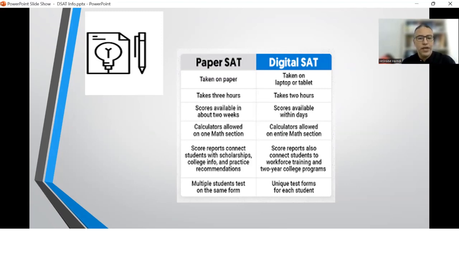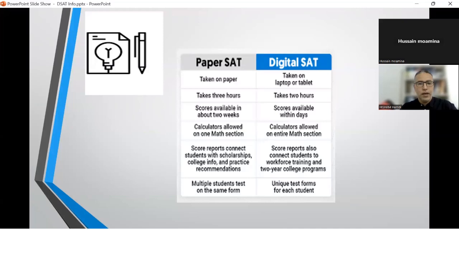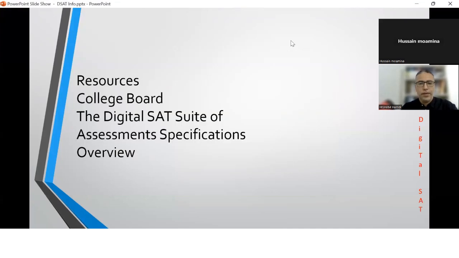Score report connects students with scholarships. Score report also connects students. I think this is the same. Does it change for 2 years? And multiple students test on the same. No, a unique test for each student. All this data I got for you from the suite of assessments released by the College Board.